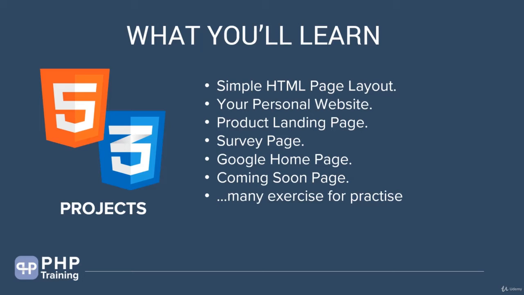After you understand how to create a personal website page, we'll take a website called Casper.com and try to replicate their Casper product landing page and create a similar landing page. We really go from nothing to creating a product landing page. Then we'll create a survey page. We'll also take the Google home page and create exactly that using HTML and CSS. Then we'll create a coming soon page which you can use for your website as well. I'll leave you with plenty of exercises for your projects where you can go and do the hands-on work.